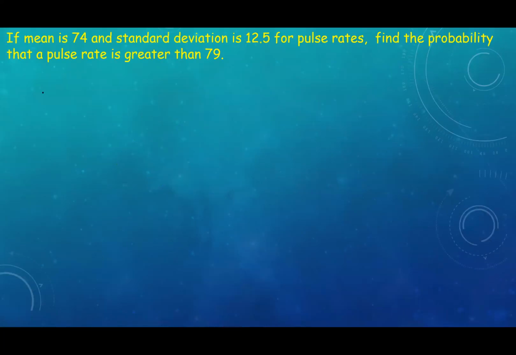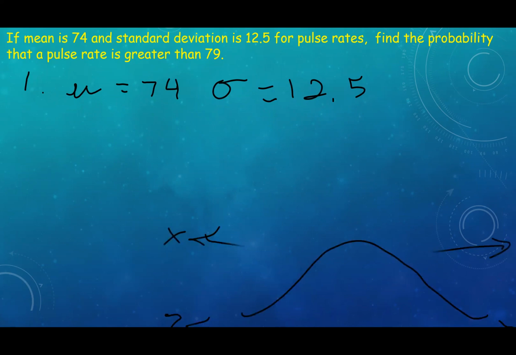So if the mean of the pulse is 74 and the standard deviation is 12.5, so that hasn't changed, find the probability that a pulse rate is greater than 79. Now, if the mean is 74, that means 50% of pulse rates are greater than 74. So greater than 79 should be less than 50%. So step one, the mean is 74 and the standard deviation is 12.5.